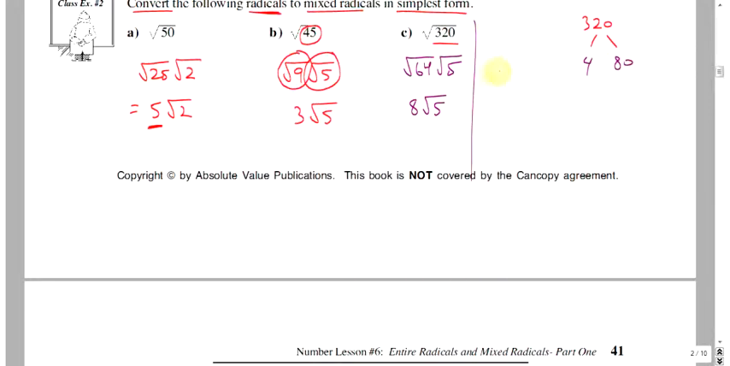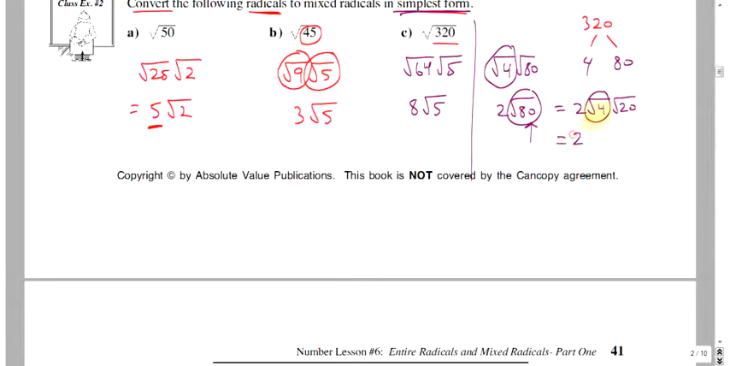I'm going to break this up into root 4 times root 80. Okay, because I know that's a perfect square. I know that's 2. So it's now a mixed radical, but it's not in simplest form. Are there any more perfect squares in 80? Yes. So I'm going to convert this into, I know that's 4 times 20. Hey, I got another perfect square. All right, so this is now 2, this is 2, and I have root 20, or 4 root 20.